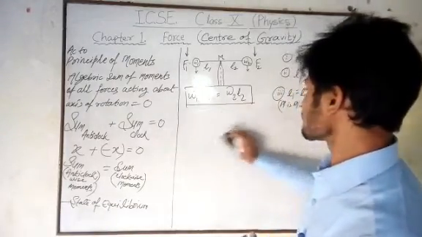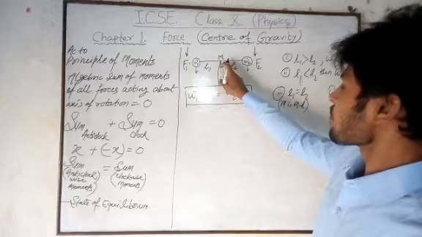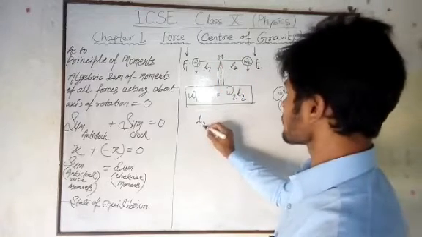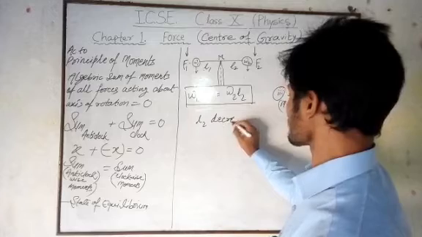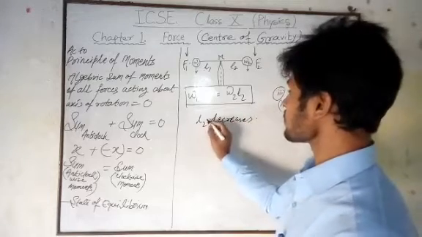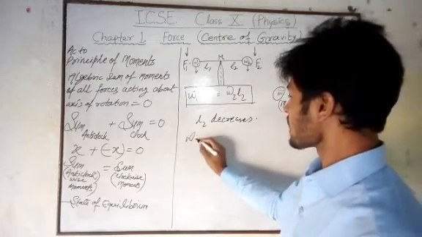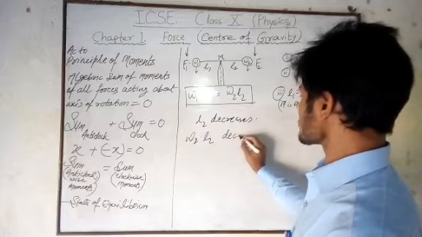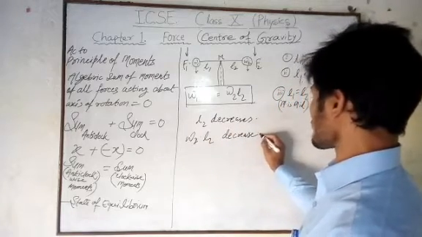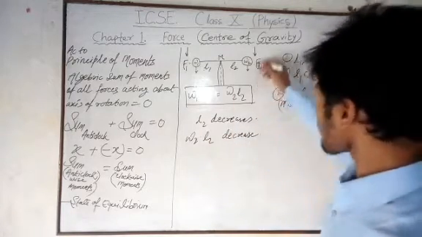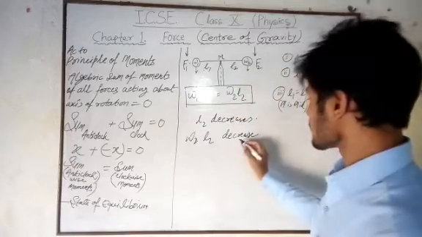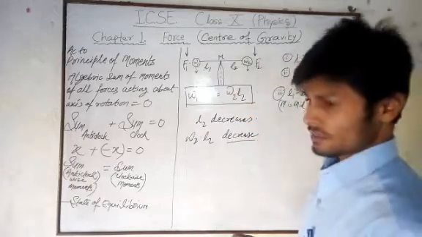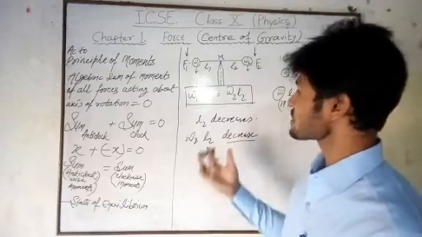Now one more condition: if we shift the point M toward the right, then what happens? Then L2 decreases, and due to the decrease in L2, W2 into L2 also decreases. Then the clockwise moment decreases. So if the clockwise moment is lesser than the anticlockwise moment, then simply the body is not in a state of equilibrium.